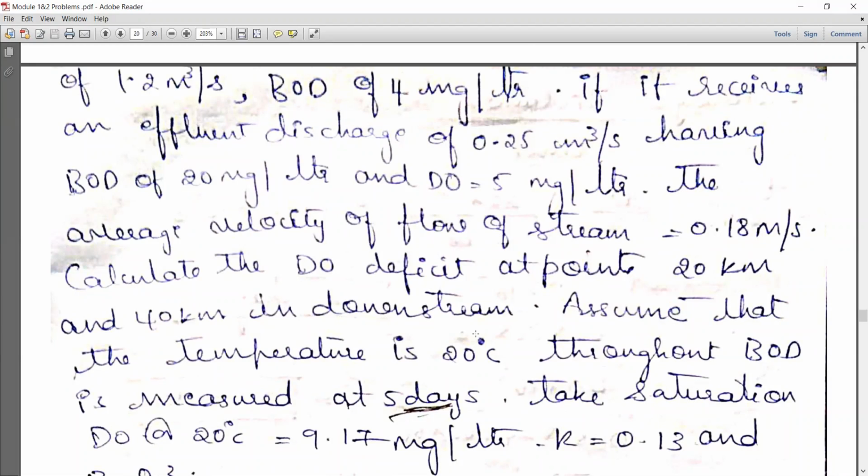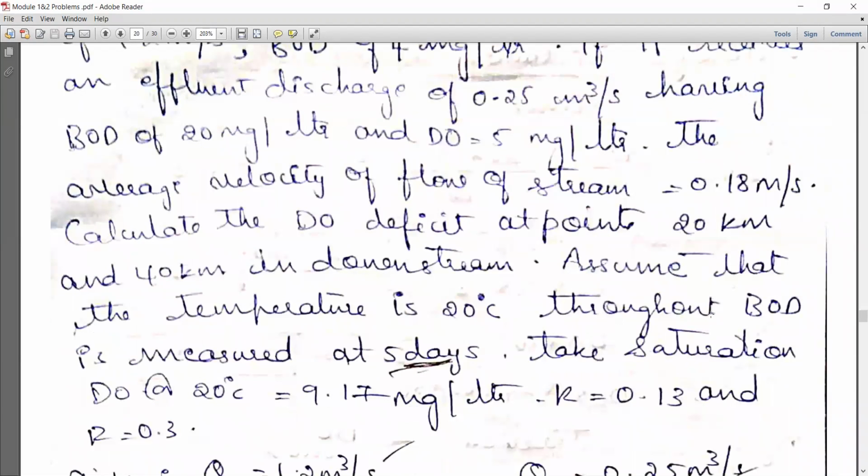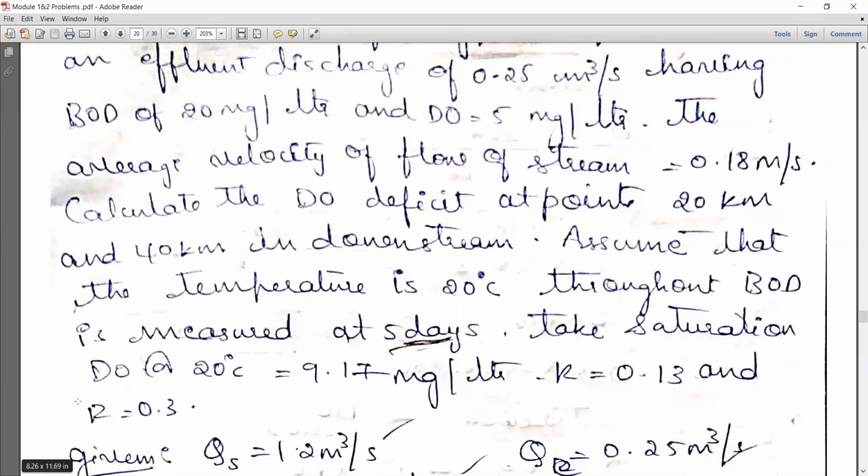Assume that the temperature is 20 degrees Celsius throughout. The BOD is measured at 5 days. Take saturation DO at 20 degrees Celsius as 9.17 mg per liter, and the K value, that is the deoxygenation coefficient or deoxygenation constant, is 0.13, and the coefficient of reoxygenation, or reoxygenation constant, is 0.3.